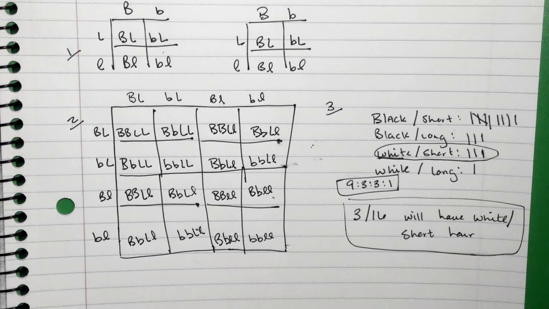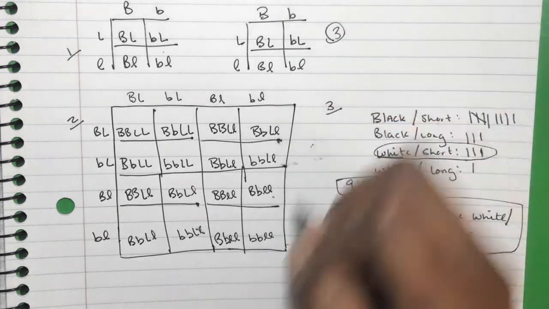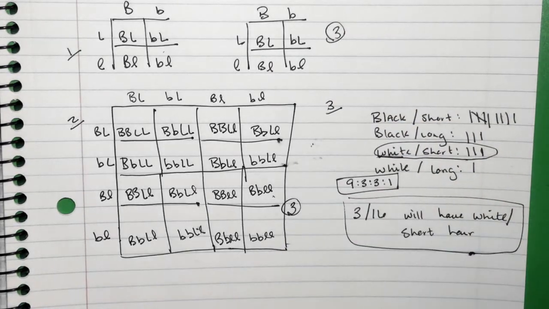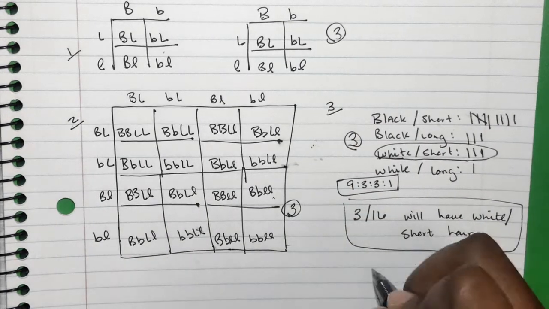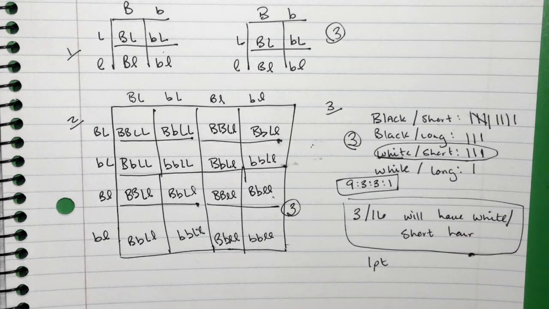Give yourself 3 points for setting it up here, 3 points for doing the big Punnett square, 3 points for writing down all the possible phenotypes, and 1 point for getting the right answer. So that gets you your 10.